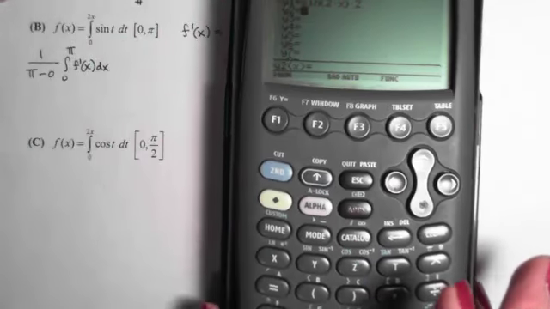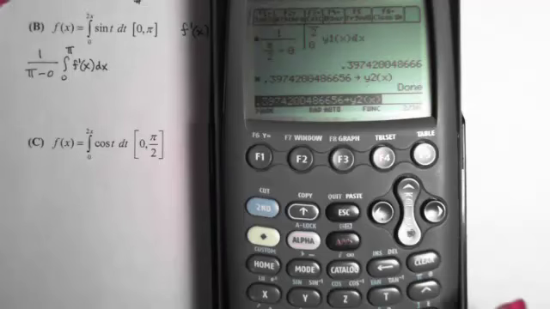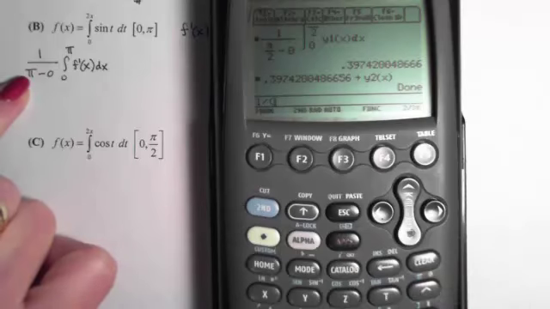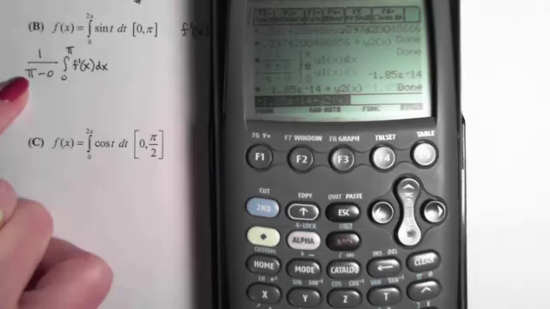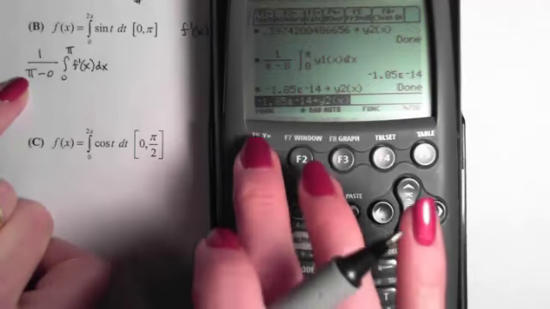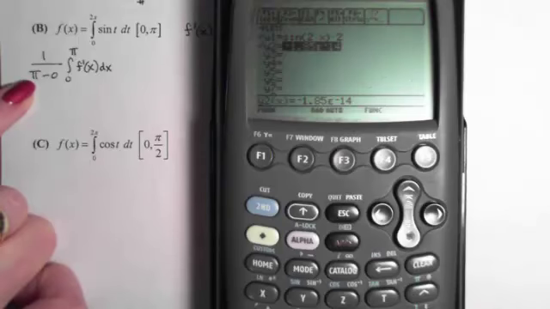So on the home screen, I can do 1 divided by pi minus 0 times the integral of y1 of x with respect to x from 0 to pi. Diamond enter again. Remember, we want to see what that decimal is. It looks awfully close to 0, so I'm going to grab it, store it into y2, and then go to my y editor and make sure that I can see everything.